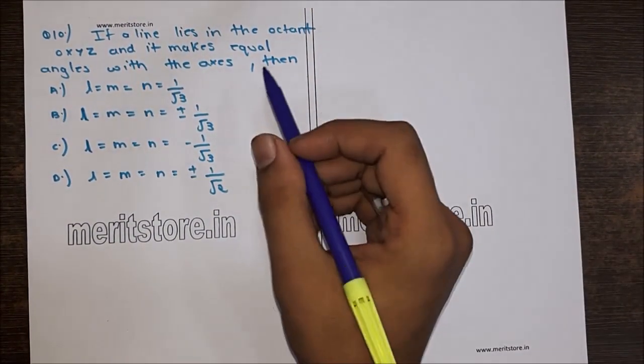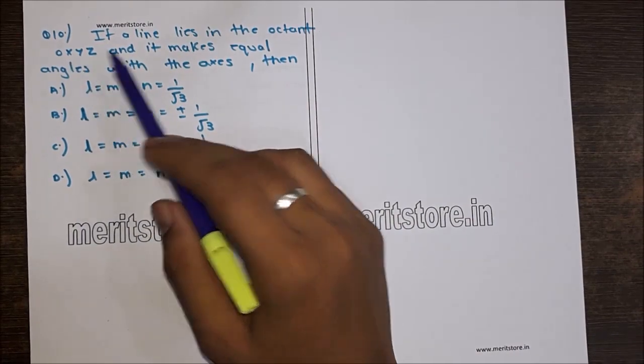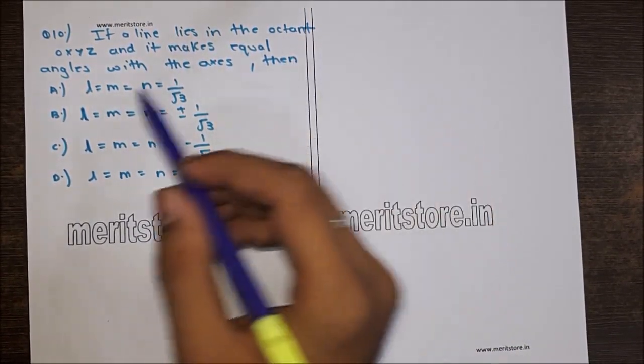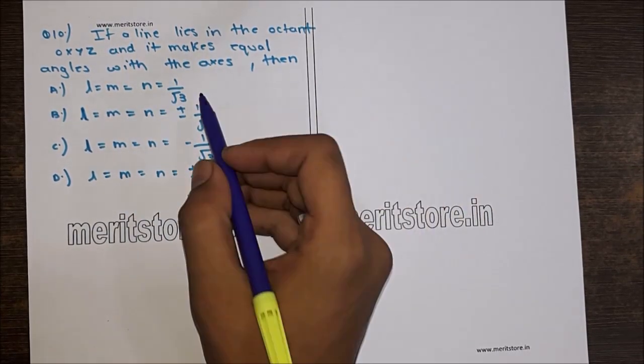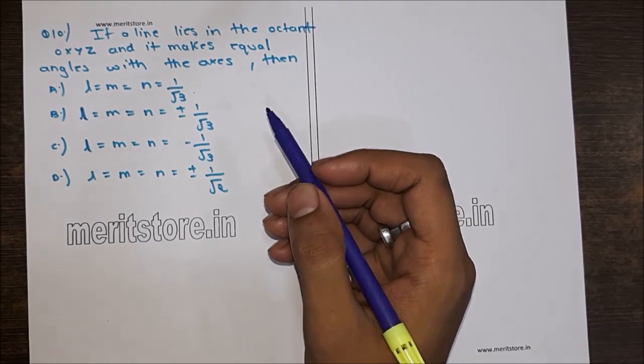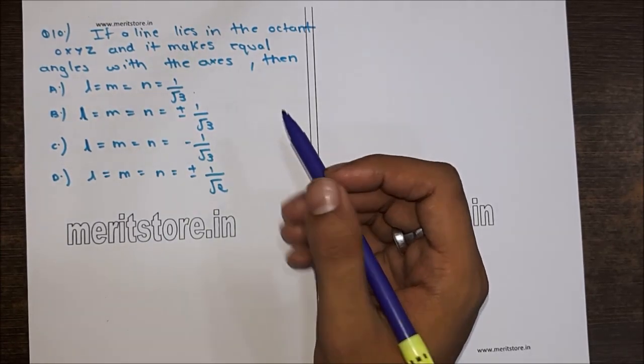Question 10. If a line lies in the octant OXYZ and it makes equal angles with the axes, then the values of L, M, N would be option A 1 by root 3, option B plus minus 1 by root 3, option C minus 1 by root 3, or option D plus minus 1 by root 2.